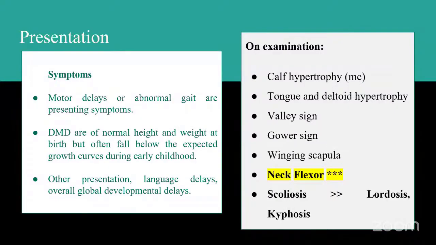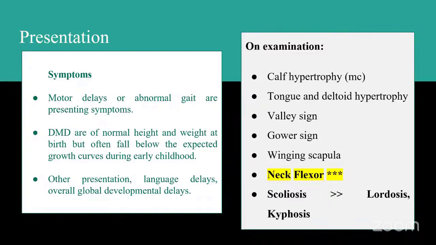What is the common presentation? How do we get patients and how do we diagnose clinically? Symptoms are motor delays or abnormal gait, which are the most common symptoms. Children with DMD are of normal height and weight at birth, but often fall below the expected growth curves during early childhood. This is because of increased metabolic demand due to the underlying neuromuscular weakness.